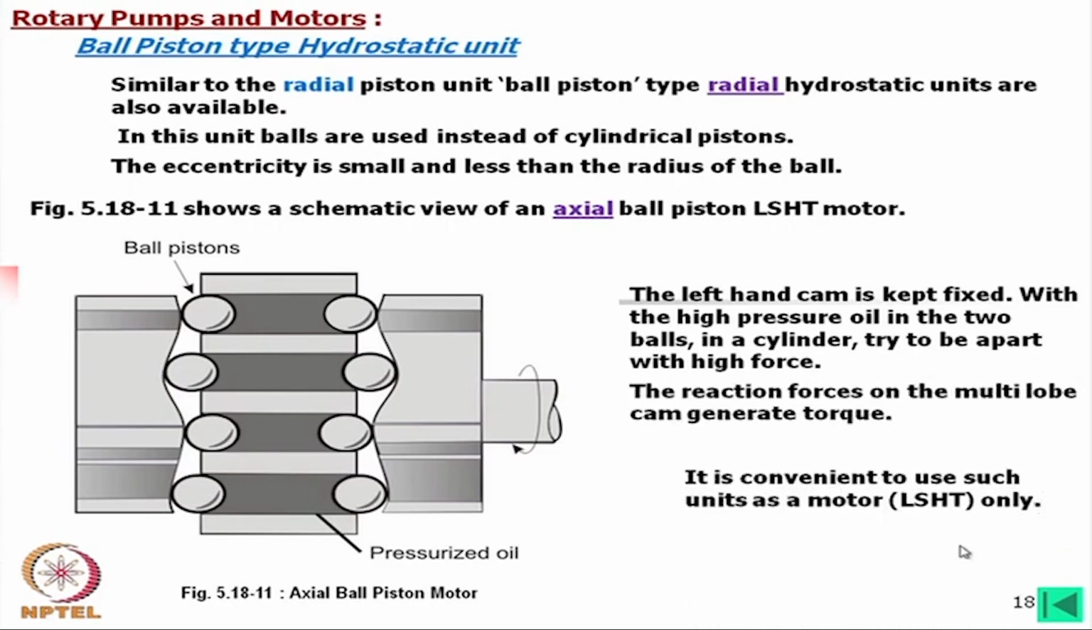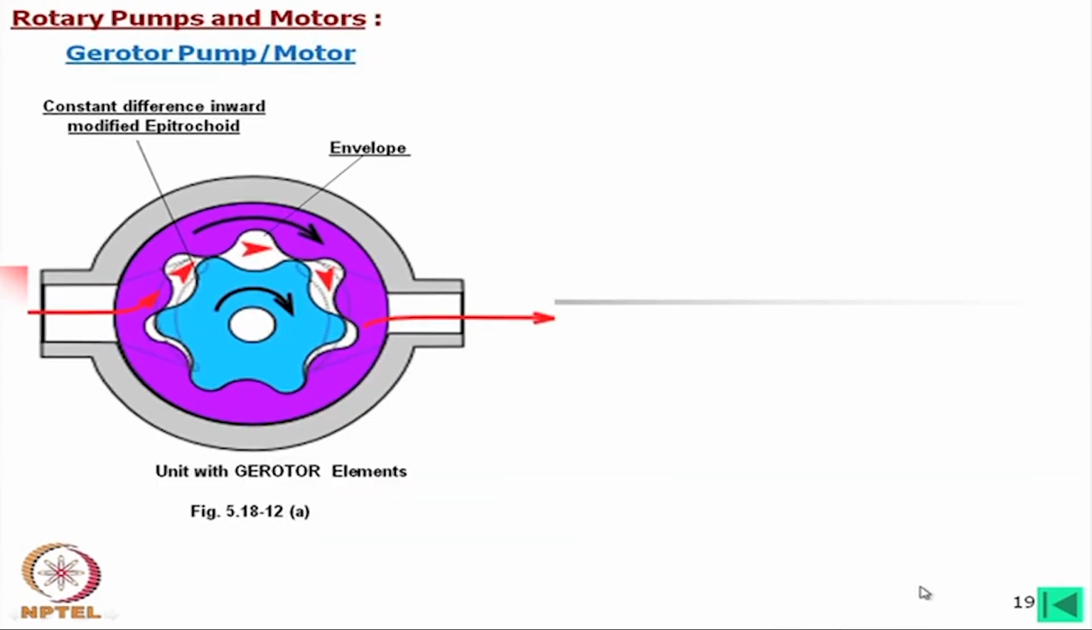So, this is convenient to use as a low speed high torque hydraulic motor, but with poor leakage characteristics. Now, there are other types of gear pumps. I have already discussed the vane pump, the ordinary type gear pump and the cylindrical piston pump. But there is another type of gear pump where, instead of involute teeth, we use cycloidal teeth.